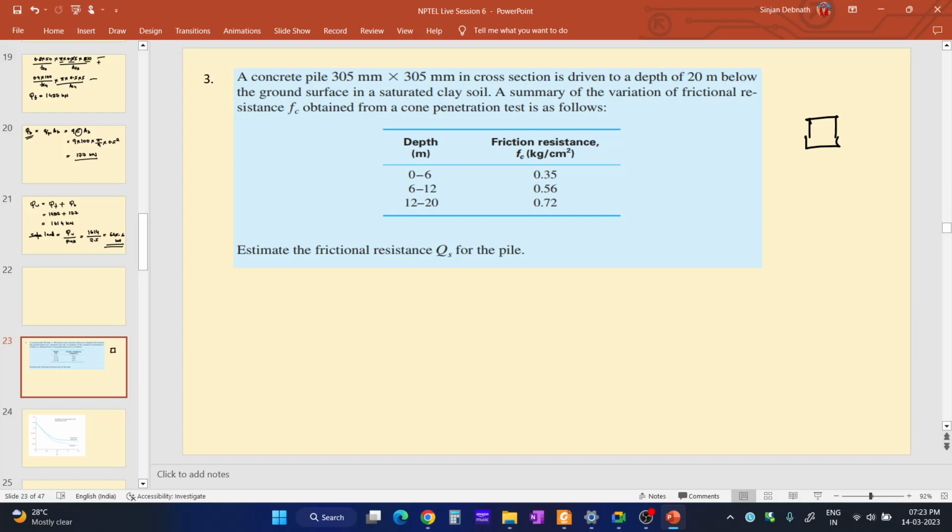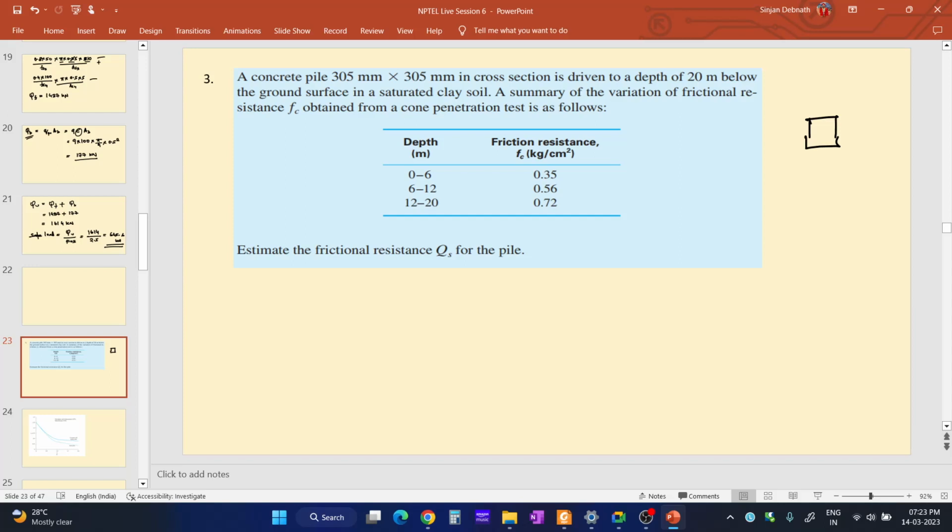Okay, so the unit skin friction resistance is obtained from the cone penetration test. Remember one thing: from the cone penetration test we can get qb, that means small q_p, the unit end bearing resistance, as well as the frictional resistance. We can get all these values from the cone penetration test.